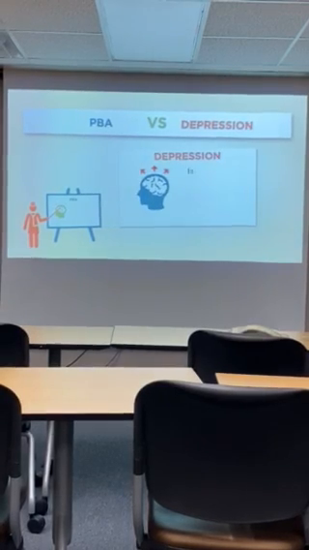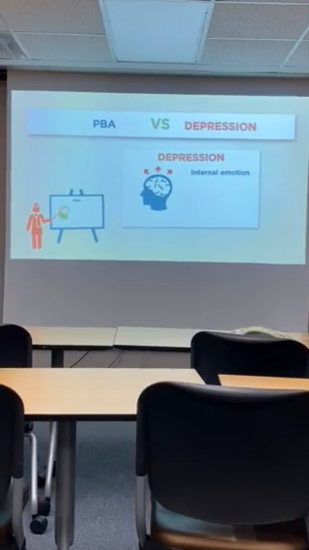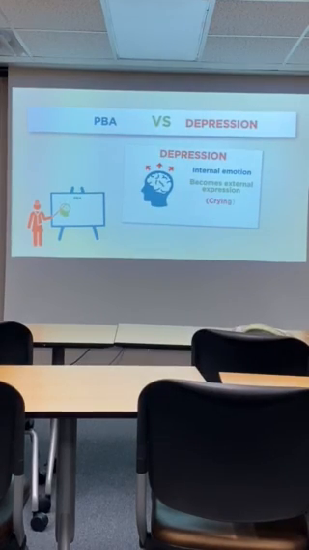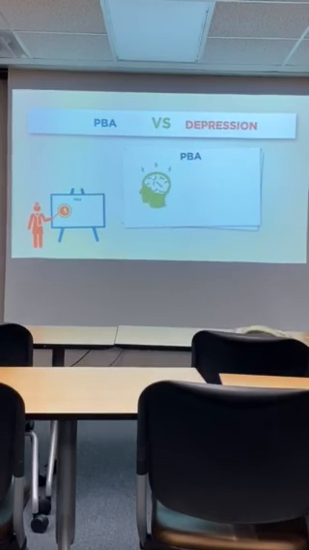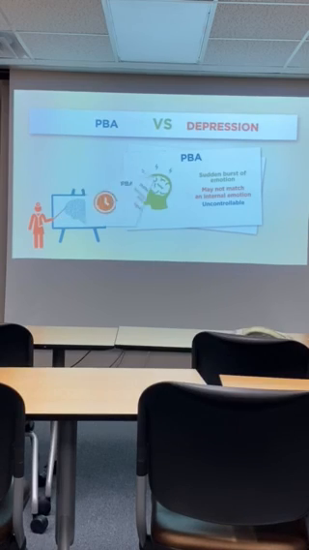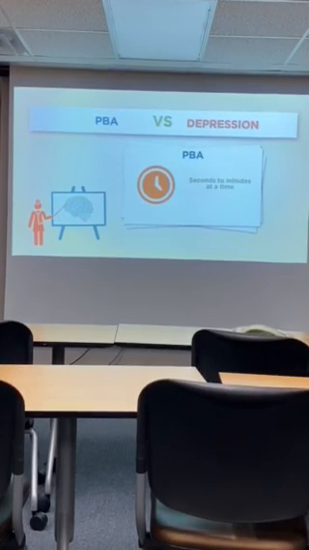Depression starts with an internal emotion, such as sadness. That emotion will then become an external expression, which is often crying. PBA, on the other hand, is a sudden burst of emotion that may not match an internal emotion. These outbursts are uncontrollable. Each episode can last seconds to minutes at a time.